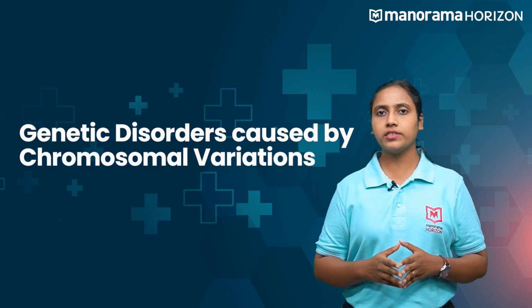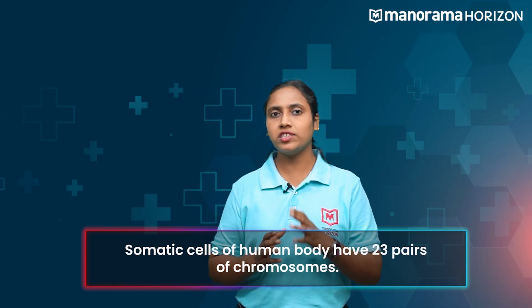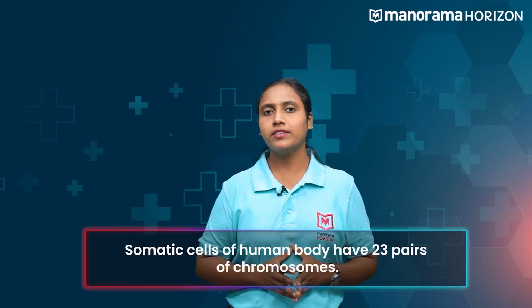Now that you have learned about some major categories of chromosomal variations, let's discuss some genetic disorders caused by them. We know that somatic cells of the human body have 23 pairs of chromosomes, right?